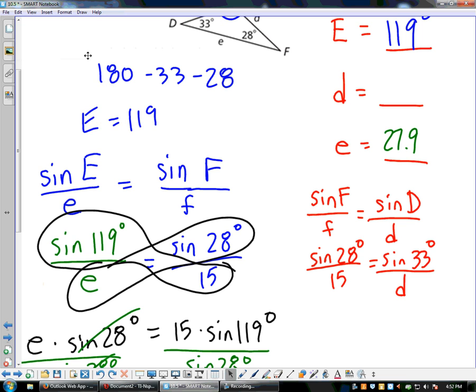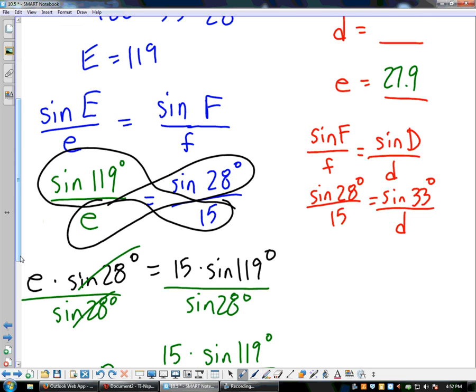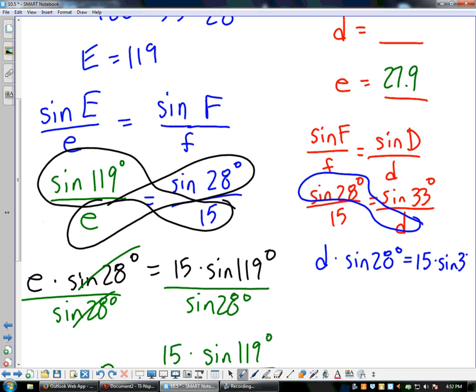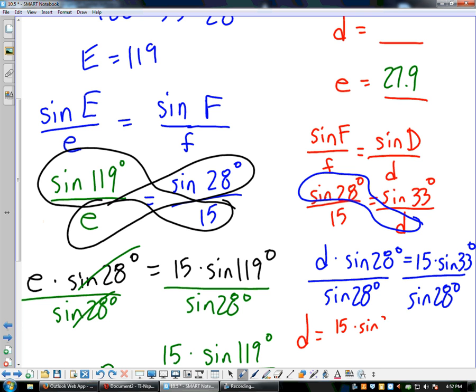Okay, so now that we have that in place, we are going to finish this up by cross multiplying here. So we're going to have D times the sine of 28 degrees equals 15 times the sine of 33 degrees. Divide both sides by sine of 28 degrees so we can get D by itself. And that means what we are looking for to find D is 15 times the sine of 33 degrees over the sine of 28 degrees.